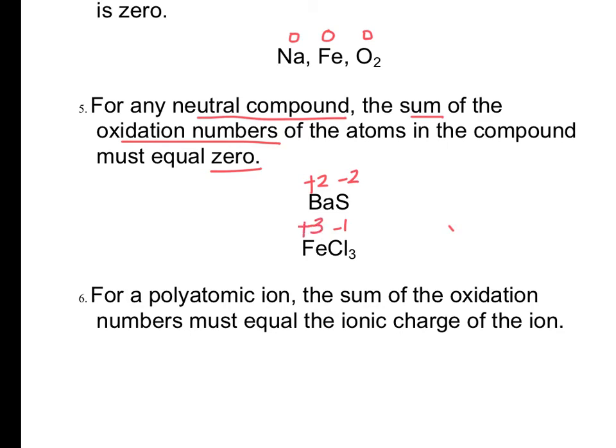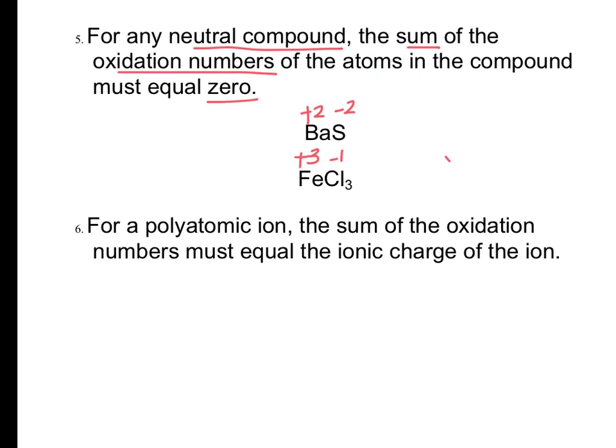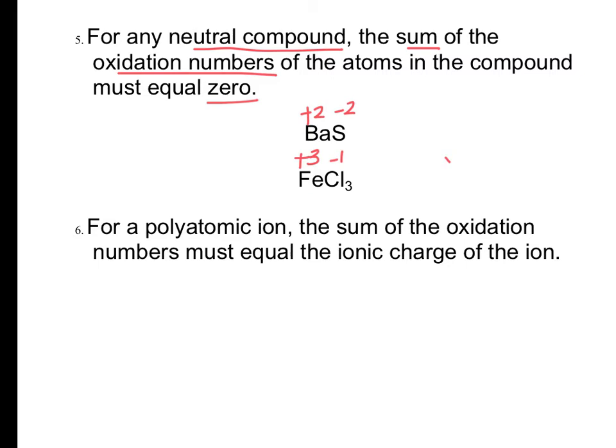All right, the last rule here, let's go ahead and read it, but the actual example is on the next page. So this is the last one. For a polyatomic ion, the sum of the oxidation numbers must equal the ionic charge of the ion. So if it has a charge on it, it's not going to equal 0. We're going to set it equal to the charge. So let's take a look at those examples.